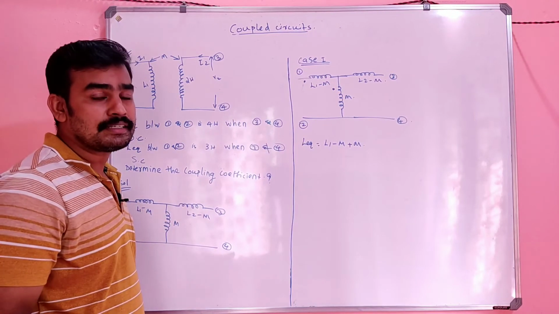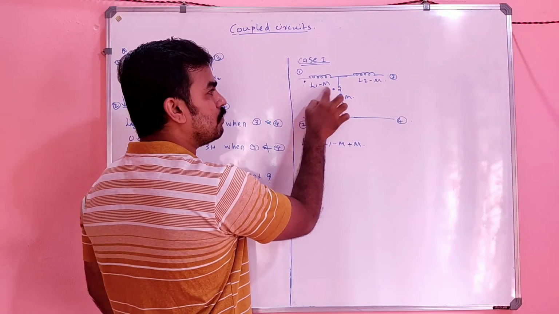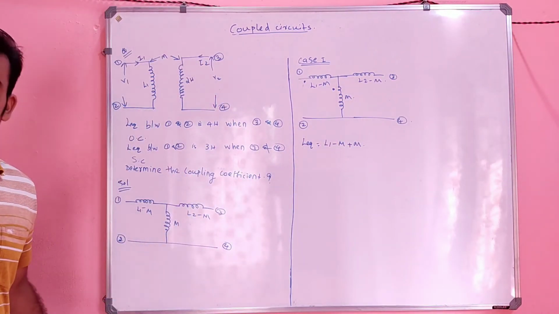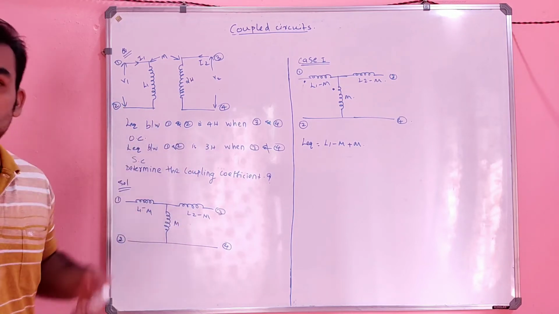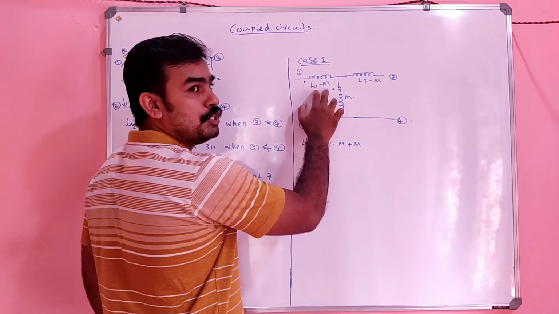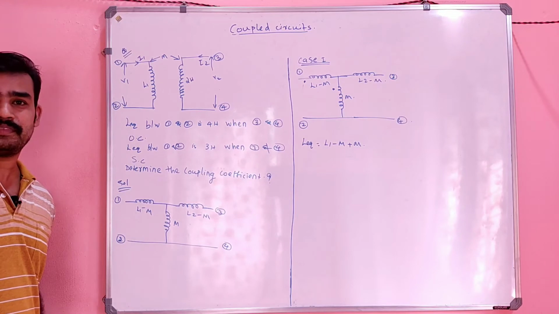You can have a doubt that if you convert the first inductor like L1 minus M and the second inductor like M, is the effect equal? It is equal to L1 plus L2 plus 2M in the series aiding circuit. If you convert the inductance into L1 minus M and M, it is the same.